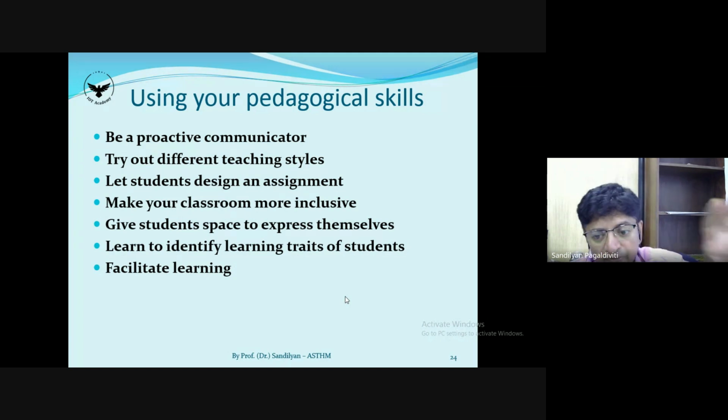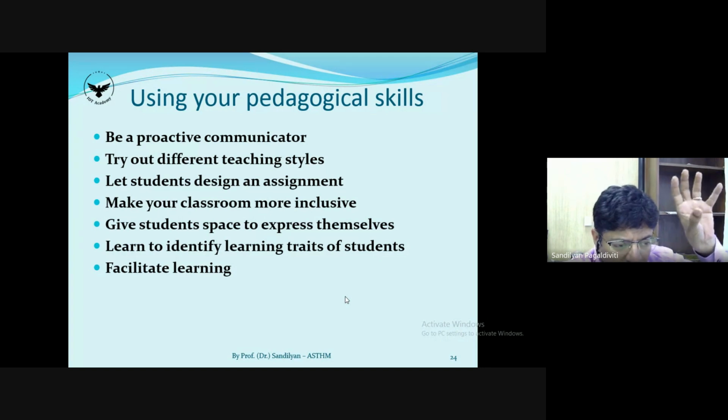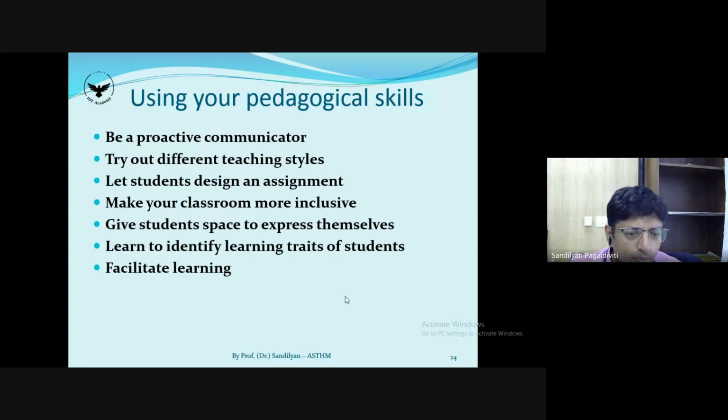You identify the different traits of the students, and as I said, be like a light in the tunnel. The student only requires the light to see the road. Don't walk the student from one end of the tunnel to the other. Let them find their own path. You be the guiding light. Facilitate learning. Next.